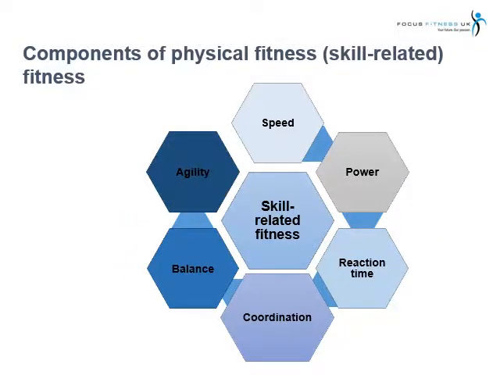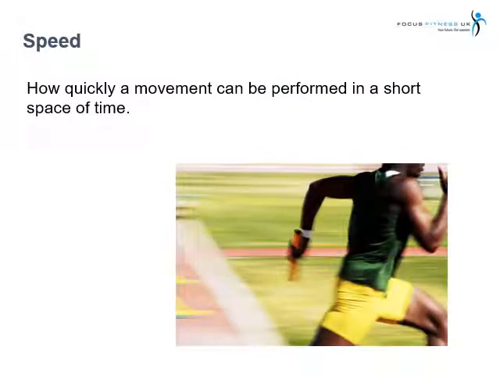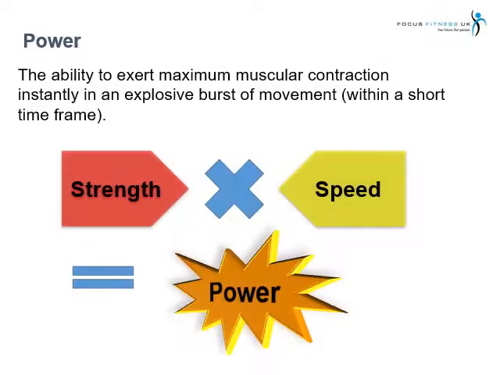Let's go through those. Speed is the quickness of a movement in a short space of time. So think about obviously sprinting, but things like table tennis, where you generally move quickly. Power is a combination of strength and speed. So it's the ability to move a force at speed. Something like shot putting takes a lot of power because you're moving the force and you're doing it quickly. High jumping, similar, you're taking your whole body off the ground in an explosive burst of movement in a short time frame. So strength and speed together is what gives you power.